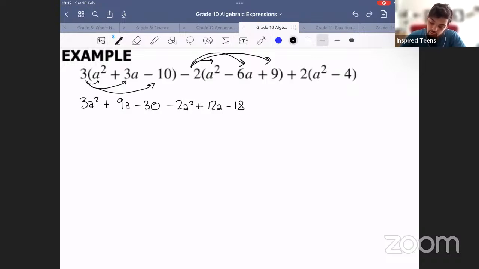So yes, plus 12a, and then negative 2 times 9, which is negative 18. Then plus 2, so plus 2a squared. 2 times minus 4, minus 8. Like terms, I'm not going to simplify, but we can identify like terms. A squared, a squared.